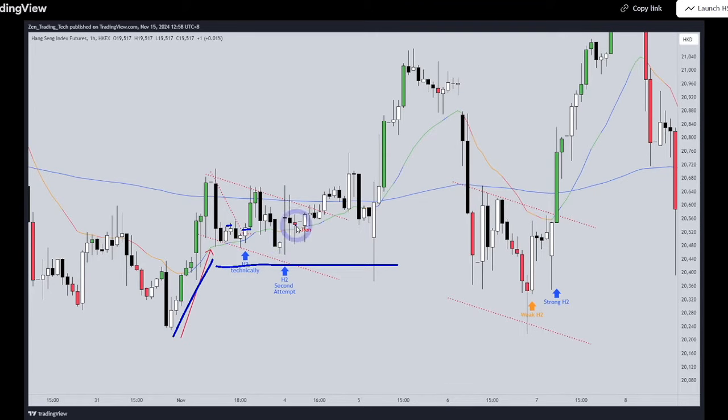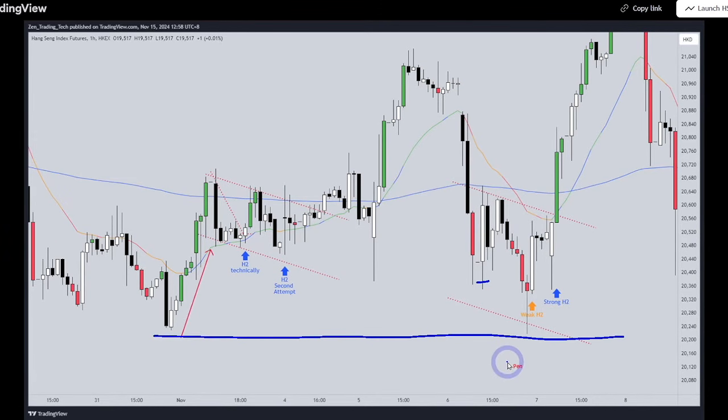This attempt to reverse starts failing around here. And whether you bought here or here, you got your second leg up. The market pulls back strongly, one attempt to reverse, second attempt to reverse, but a bear bar. You never got a chance to buy above there. Now you're buying at the moving average. Now you've got a strong signal bar there. These are all good attempts.